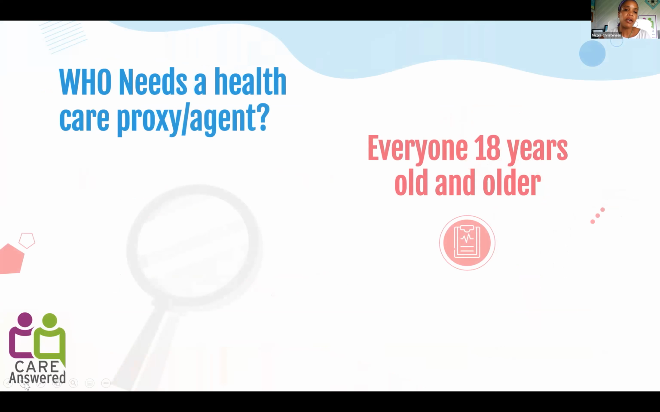Okay, who needs a healthcare proxy or a healthcare agent? Everyone 18 years and older. This is the truth. Again, we've heard some stories of young people going off to college in another state or far away in the same state. They're in an accident or they have an illness. Their mother or father calls and the hospital says, well, there's no healthcare proxy in place, so you don't have the right to make those decisions. We don't want that to happen. So it's 18 years and older. Everybody should have a healthcare proxy.